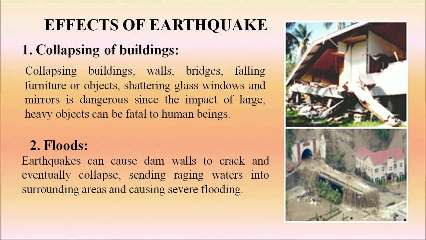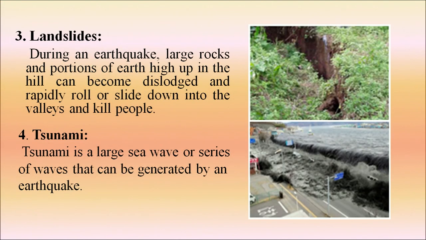Now come to the effects of earthquake. Collapsing buildings, walls, bridges, falling furniture or objects, shattering glass windows and mirrors are dangerous since the impact of large heavy objects can be fatal to human beings. Second is flood. Earthquakes can cause dam walls to crack and eventually collapse, sending raging floodwaters into surrounding areas and causing severe flooding.